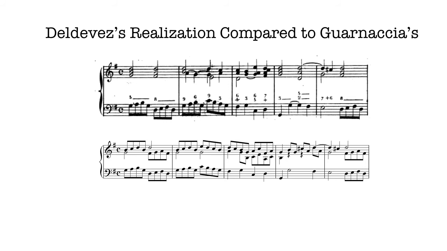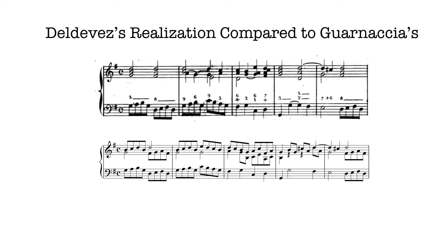Deldevez, by comparison, is more chordal. We have simple chords and the simple resolutions of dissonances. Note also that in the 1, 2, 3, 4th measure, there's no sign that we've modulated yet. Only in the last measure shown does a C sharp appear.